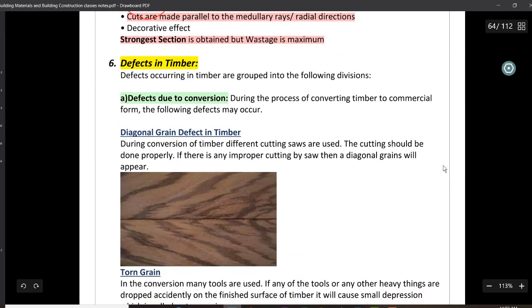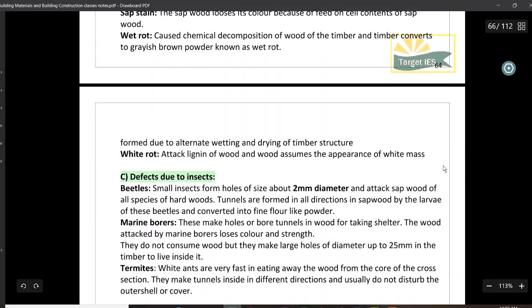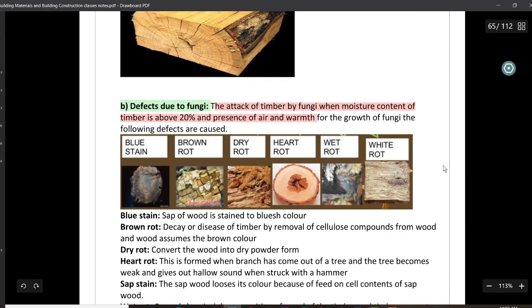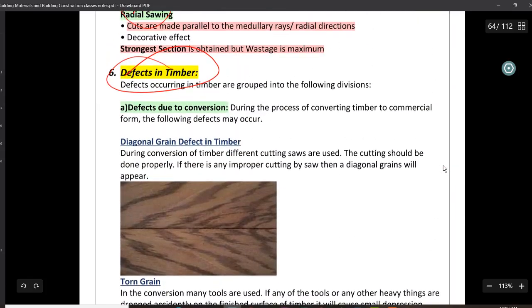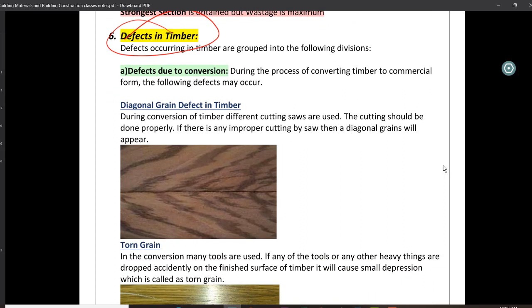Okay, so now coming to defects in timber. Now I will teach you defects due to conversion, and defects due to fungi I will teach you in the next module. Okay, I will stop here. Defects due to conversion. Conversion means we are converting wood into logs of timber, planks, whatever. During this conversion, if you are not a professional and are doing it as per your wish, then obviously there will be certain defects in the timber. What are these defects? Let us see.